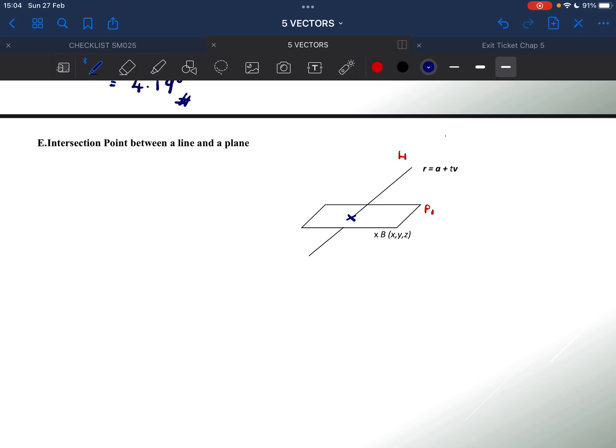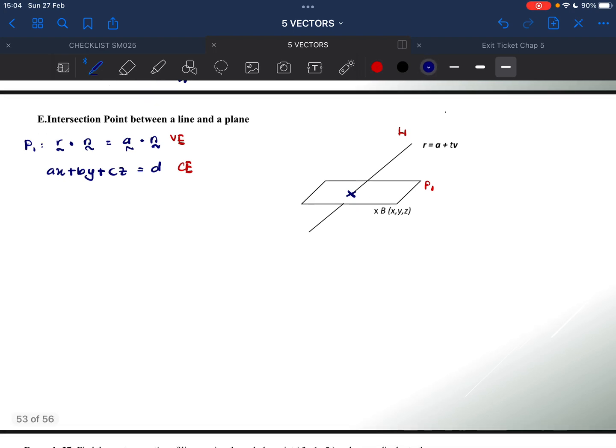So basically what you have to do here, we put the equation of the plane, which is r dot n equals a dot n. This is the vector equation of a plane, and we have the Cartesian equation of a plane, which is ax plus by plus cz equals d, with d as the constant.